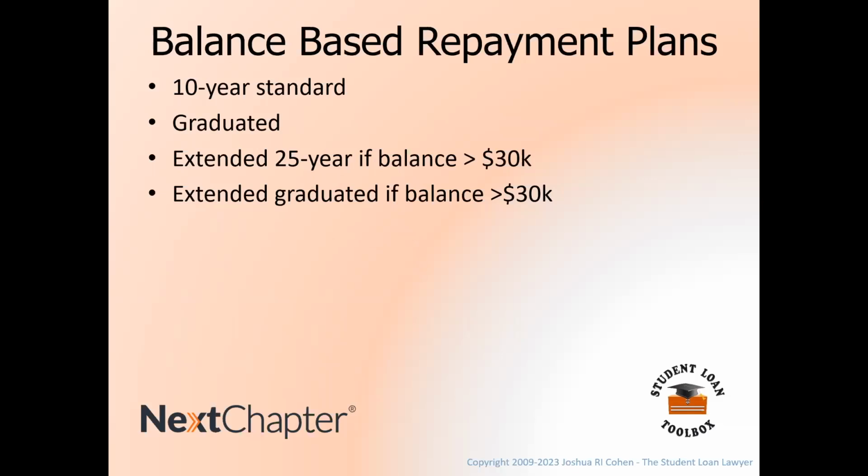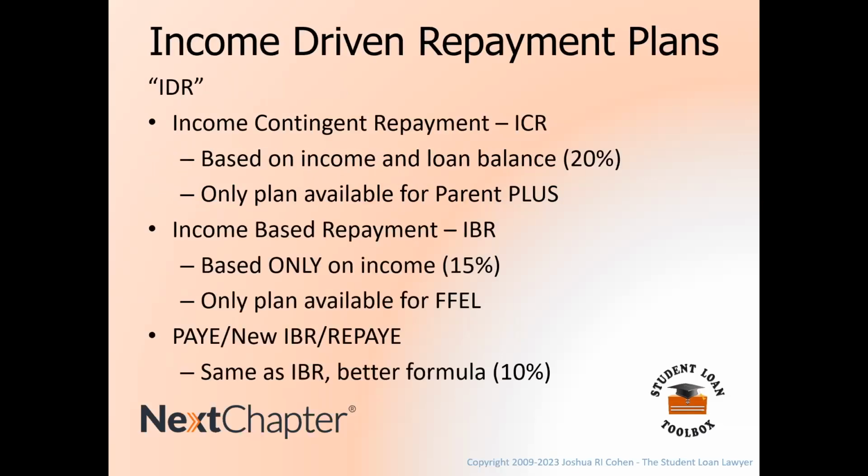No? Okay. If those don't work, we go to the income driven. And these are measured. There are 5 plans out there. The first and oldest is income contingent repayment, ICR. This came out in '93 when direct loans started. It's based on income and the loan balance. It's a 20% formula. This is an important plan. It is the only IDR available for Parent PLUS loans. They can't get a better deal.